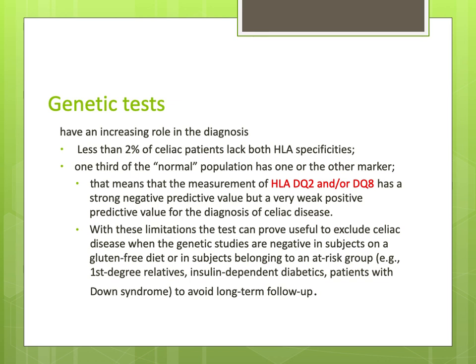Nowadays, genetic tests play an important role in the diagnosis of celiac disease. Genetic testing for HLA DQ2 and/or DQ8 is playing an important role. However, one third of a normal population will have one or more of these markers. So these markers have strong negative predictive value but a very weak positive predictive value for diagnosis of celiac disease. With this limitation, the test can prove useful only to exclude celiac disease when genetic studies are negative in a subject on a gluten-free diet or in a subject belonging to a high-risk group.